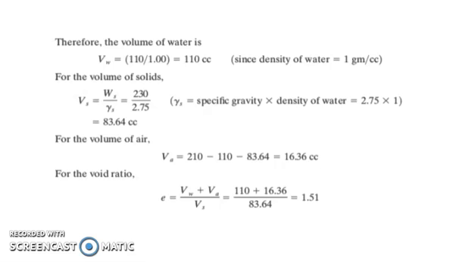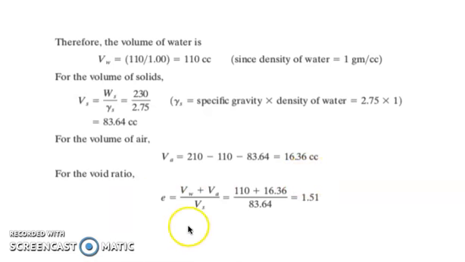Now for the volume of the air, of course we know the total volume is the volume of the air plus the volume of the water plus the volume of the solid. So to get the volume of the air, that will be the total volume minus the volume of the water minus the volume of the solid. And we get a result of 16.36 cubic centimeters.